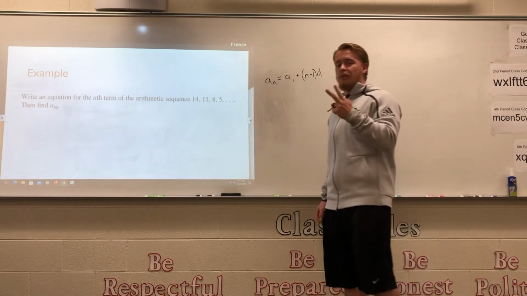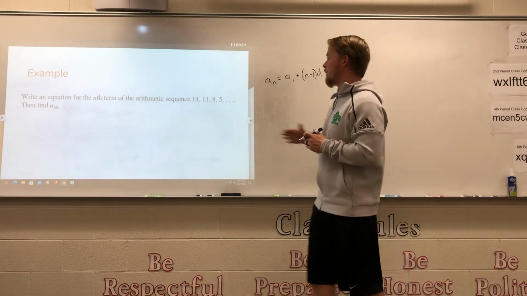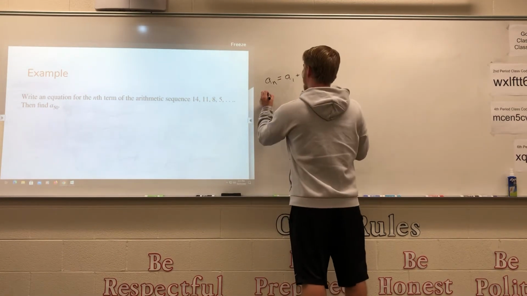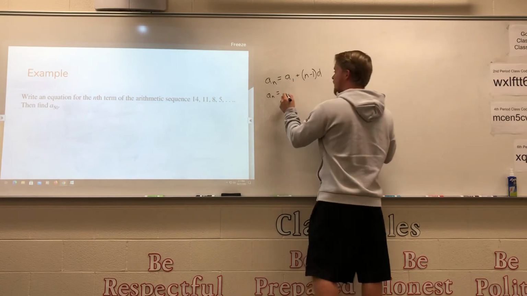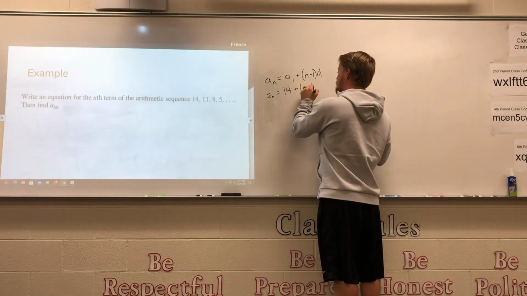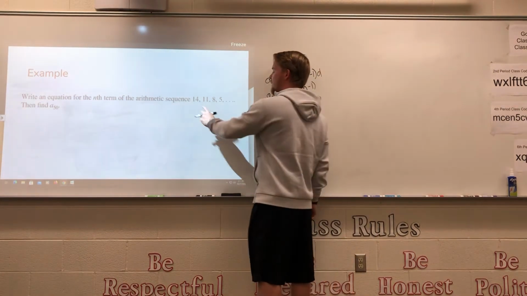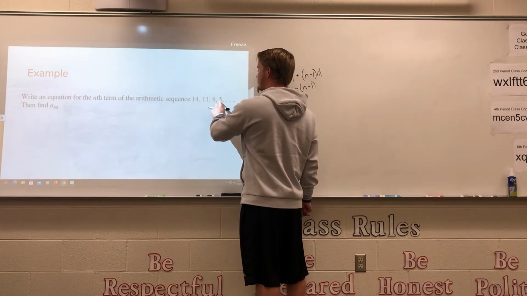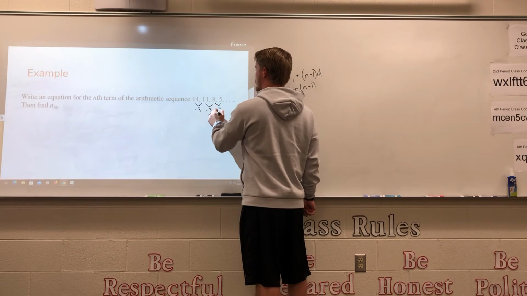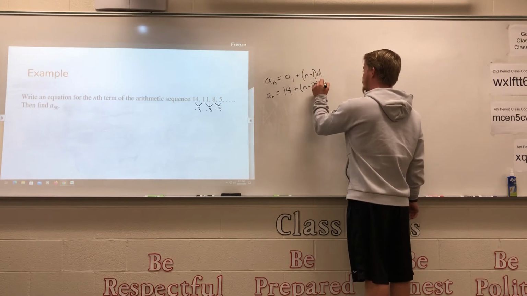So, two things we're going to plug into this equation. One is our a_1, whatever our first term is. Our first term in this arithmetic sequence is 14. So I'm going to bring down a_n equals, in place of a_1, I'm going to put 14, plus (n minus 1), and then d, which stands for my common difference. We have to think, what is my common difference? 14, 11, 8, 5. Every time you are subtracting 3. So that means your common difference is negative 3. In place of d, we're going to put negative 3.